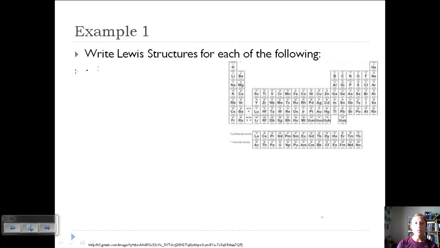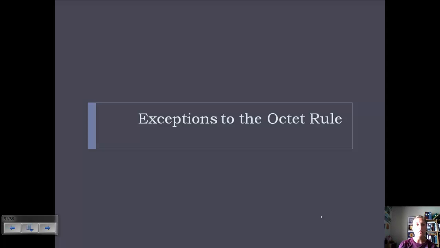Okay, so we've already gone through 3 examples on how to write Lewis structures. So try these on your own, and then we'll go over them in class. So we've got a periodic table there. You can go ahead and pause and go through those.